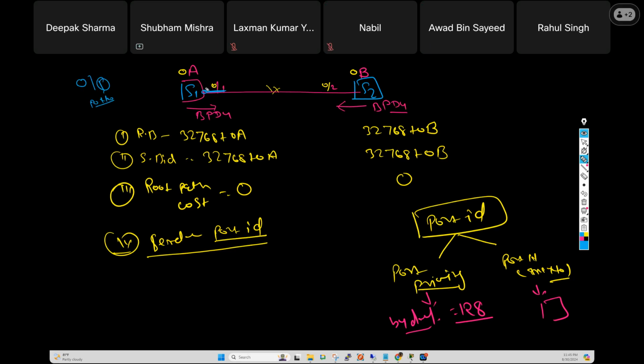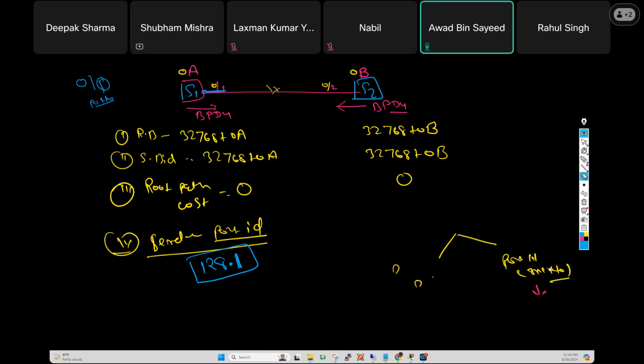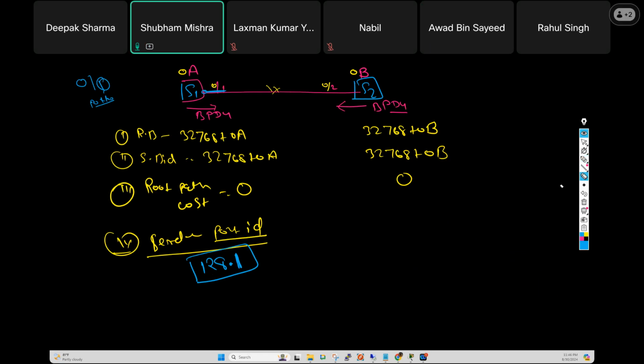So what is the sender port ID here? 128.1. This is the sender port ID. This is the port priority, that is 128, then dot, and then the port number, that is port number 1. Are you clear, everyone? Understand? Now, what is the sender port ID of switch number 2?